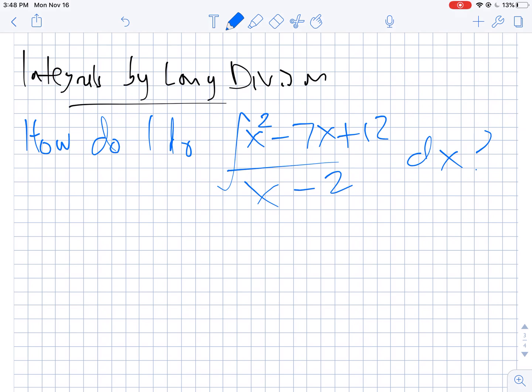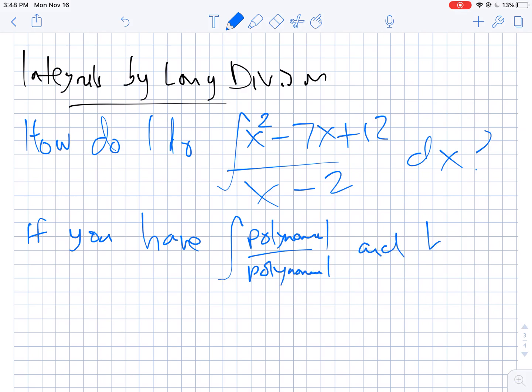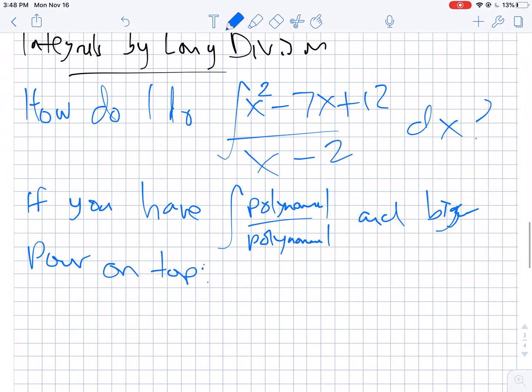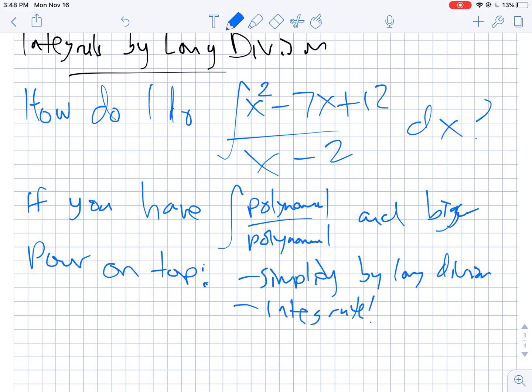So if you have any type of integral in this form, an integral of a polynomial divided by another polynomial, and the bigger power is on top, your strategy should be to simplify by long division. And then after you simplify by long division, you're going to integrate each term. So that's the strategy here.